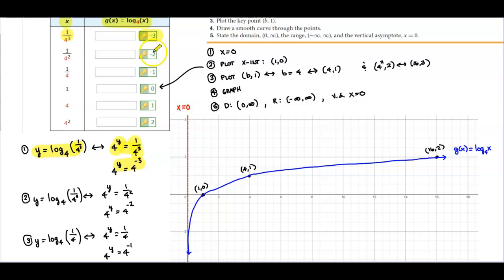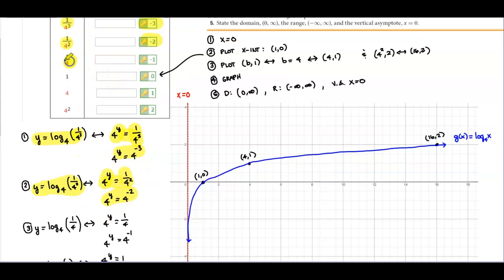So therefore, that's how we get -3 for the first solution. The next value of x is 1 over 4 to the second power. So we have y, which is equal to the log of base 4 of 1 over 4 squared. Rewriting this in exponential form, we can say that y is the exponent on base 4 to get 1 over 4 squared. Now rewriting 1 over 4 squared with a negative exponent, we get 4 to the -2nd power. And since we have the same base, then we can say that y is going to equal -2.